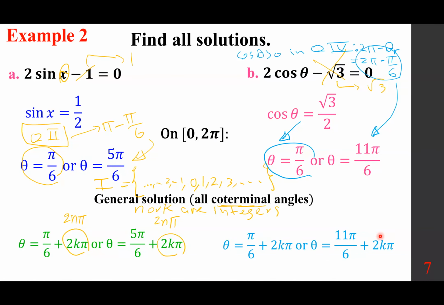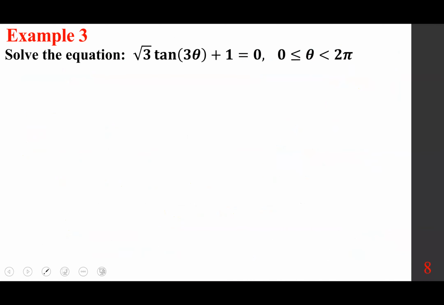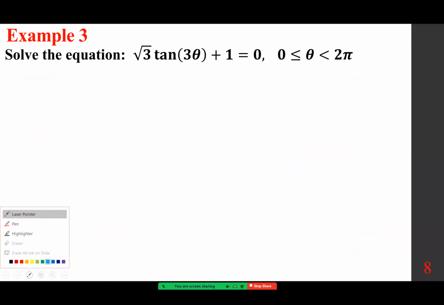All right. Let's move on. We want to solve this equation, square root of 3 tan 3 theta plus 1 equals 0. And again, in one complete revolution from 0 to 2 pi. First, we're going to move the 1. Then we're going to divide both sides by square root of 3. So tan of 3 theta is negative 1 over square root of 3.